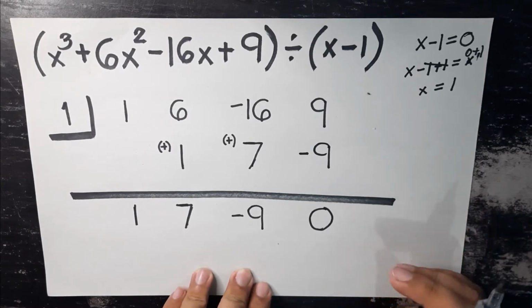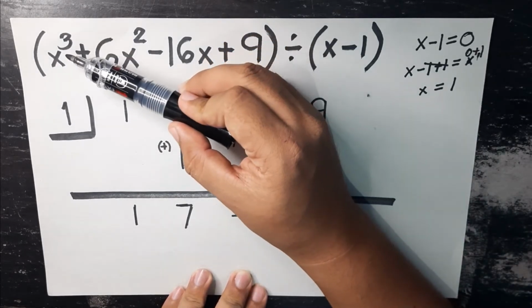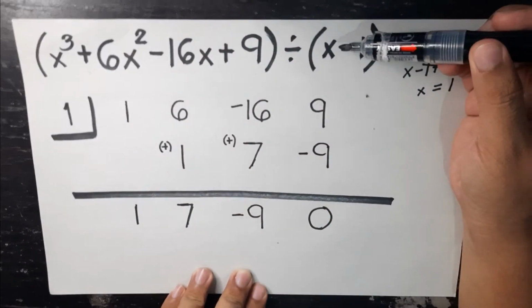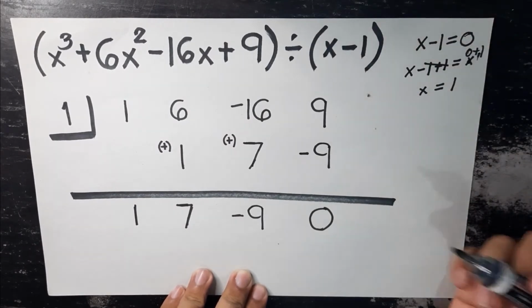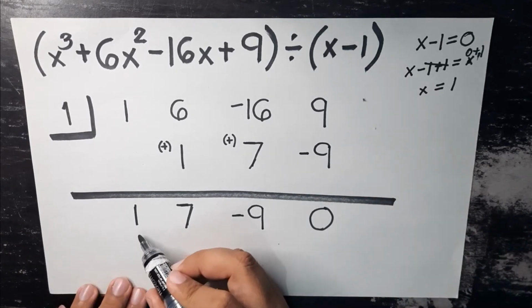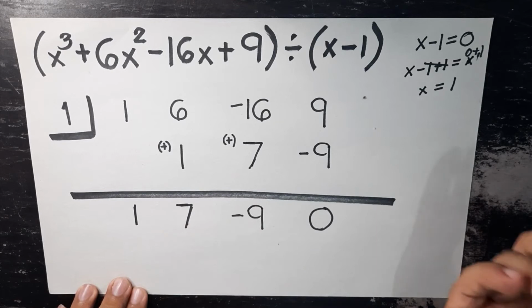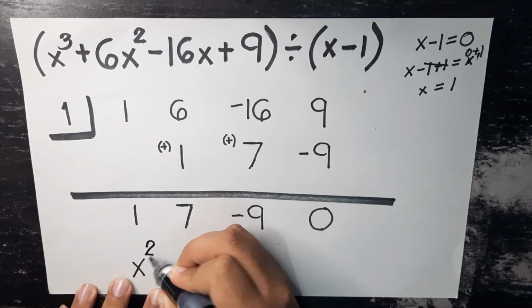Now, what are we going to do with this answer? Of course, we have to write it in a polynomial form. Now, our dividend is in third degree divided by a first degree polynomial. So which means we will subtract 1. We will start with second degree. So convert this 1 into a second degree polynomial. This will become x squared.